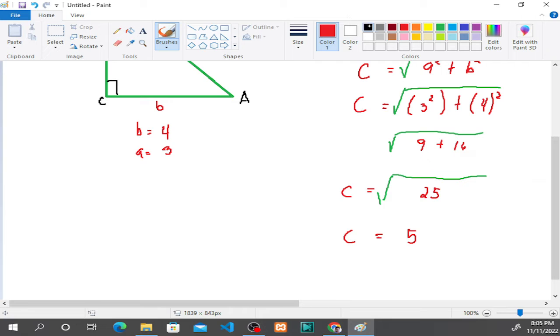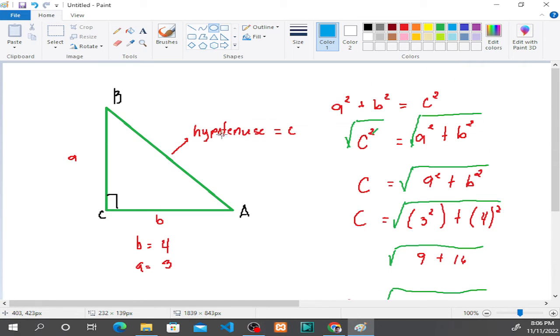So c has a length of 5 units. c here is our hypotenuse, and we can give it a value right now, and that's equal to 5 units. So that's how we apply the Pythagorean theorem in getting the hypotenuse of our triangle.